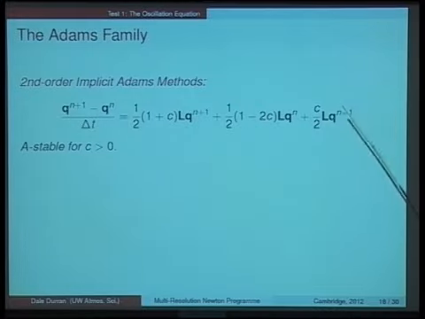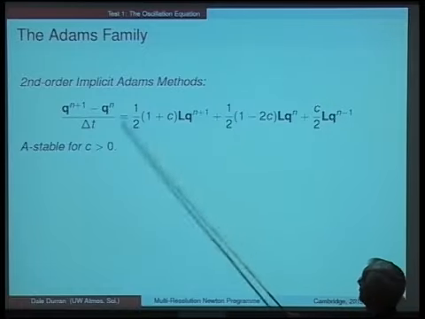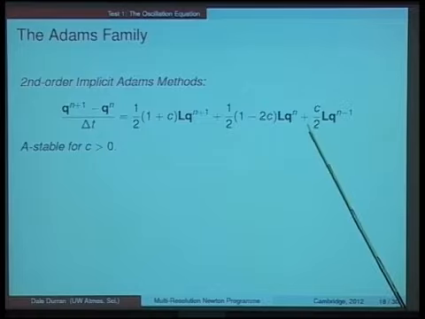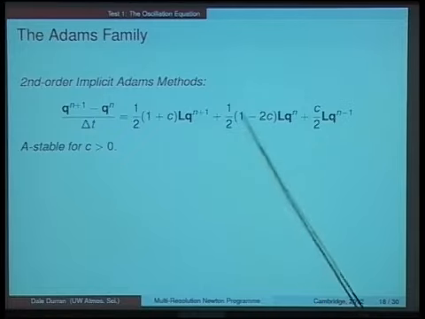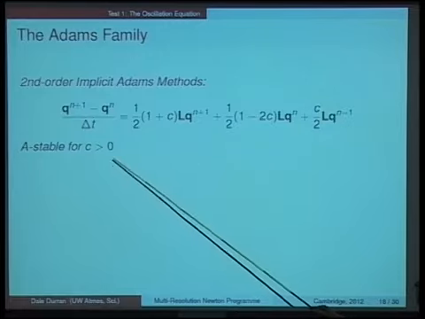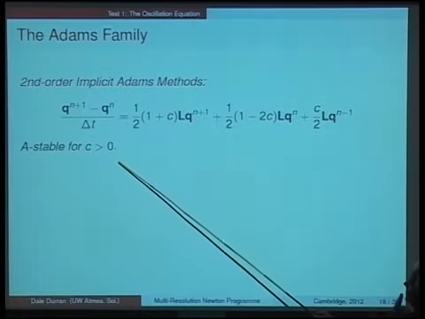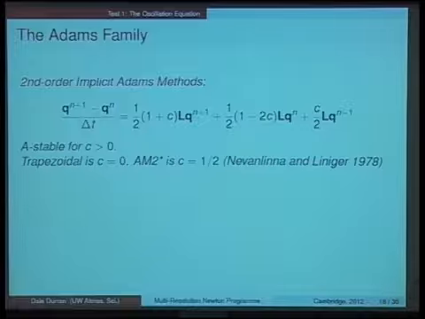Okay, so here's the Adams family in mathematical form. All second-order implicit Adams methods can be expressed in this form using no more than our limited number of time levels. We're going with 2 time levels for the implicit part, and 3 time levels for the implicit part. It's A-stable for c greater than 0.